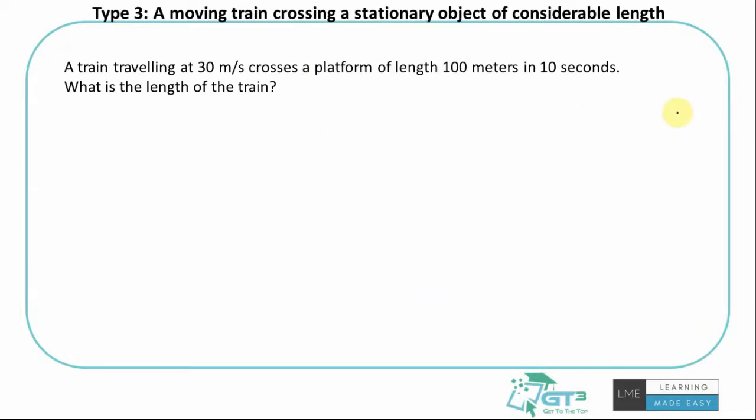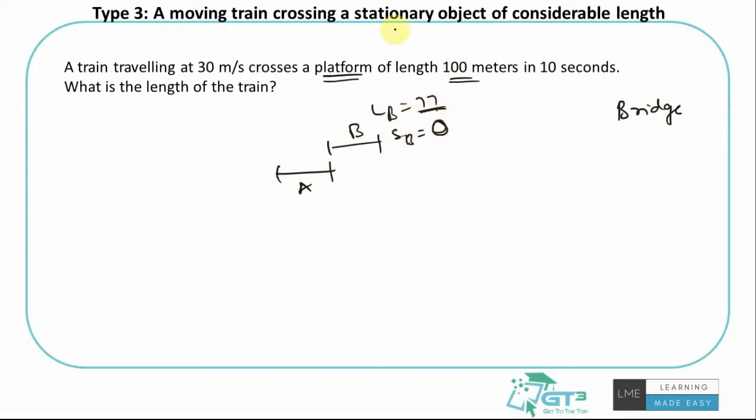The third type is a moving train crossing a stationary object with some length. Like they would say there's a platform or a bridge or something else with some of its own length. See this, this is the train A and this is the bridge. So the bridge will not move, right? The length of the bridge would be given or maybe asked to find, but the speed of the entity would be zero. That's why it's a stationary object, but it has some length.